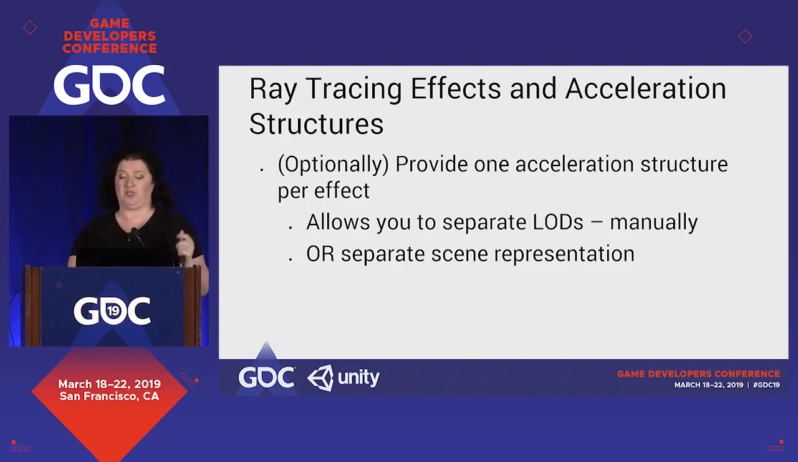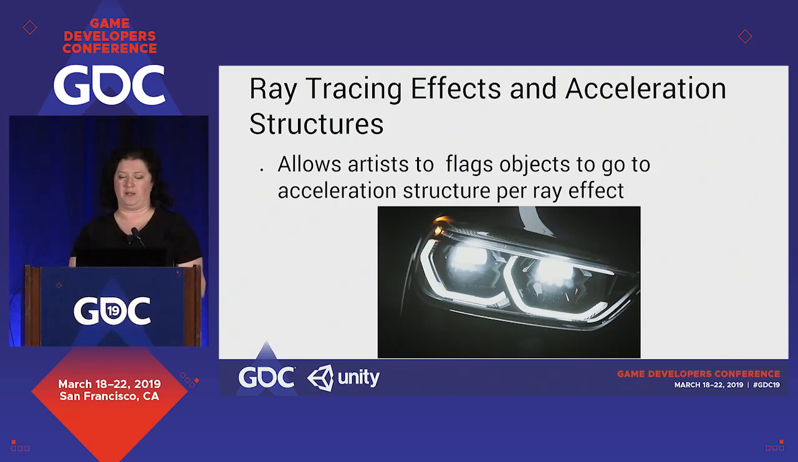I have a point to touch on for the designers of the APIs on that, but this is kind of a workaround. We also allow artists to flag objects to say whether they go to a particular acceleration structure or not. It essentially is done with just a bit field for each ray trace effect per volume. And we can have unique configurations per effect.